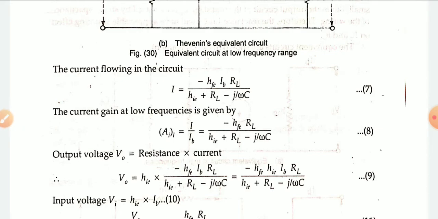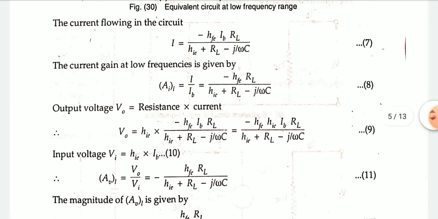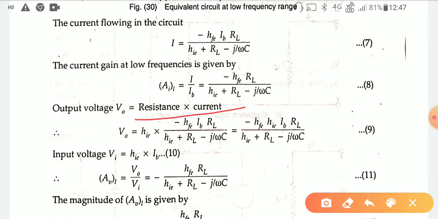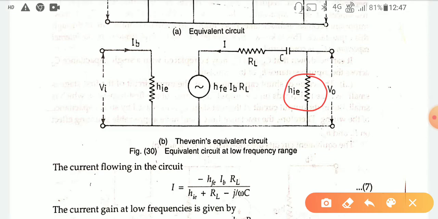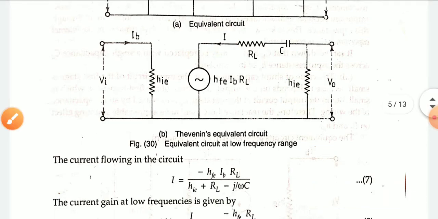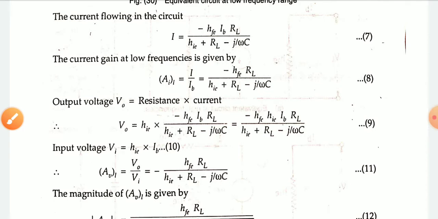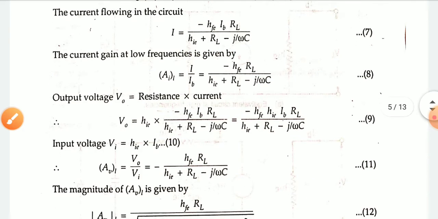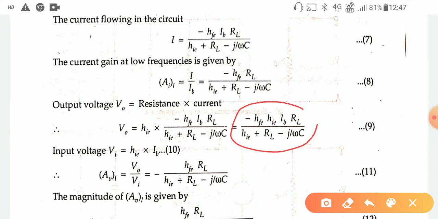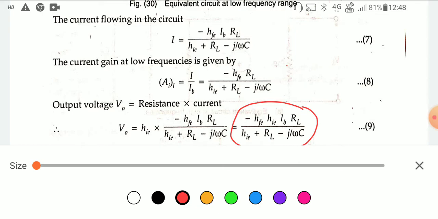In the same way you can calculate the voltage gain also. The voltage gain will be defined by the resistance value and the current. The resistance value is hL. Look, this resistance value is hL, so hL will be multiplied with the current I. You already know the value for the I, so you just put the I value in this position. If you take the product of these two, the ultimate expression for the voltage at the output side will be this one. And the input voltage is defined as hi into IB. So you get this one.